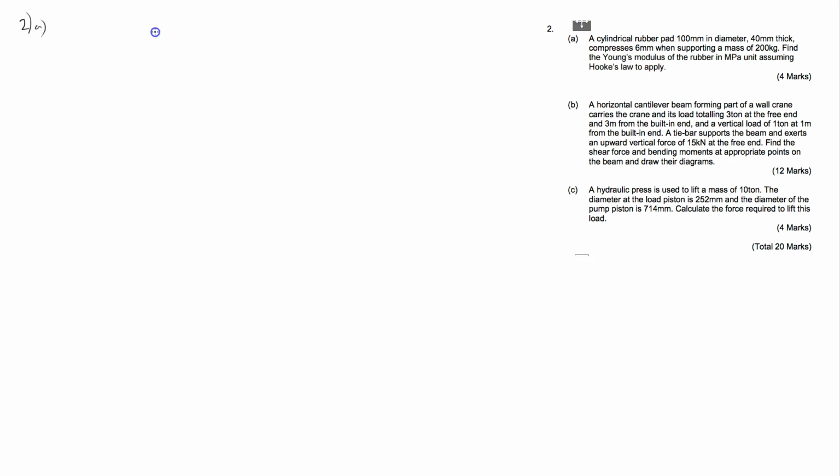Cylindrical rubber pad of 100mm diameter. And remember, we're trying to convert units as we draw the diagram. 40mm thick. Compresses 6mm. So effectively this is our original length, and its change in length, delta L, is 6mm, 0.006.